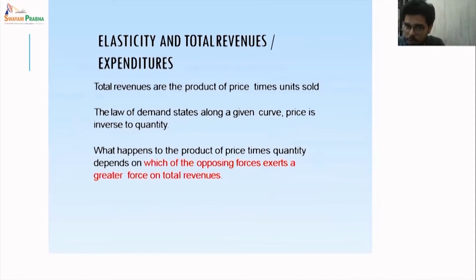We also observe that there are certain relationships between the elasticity and total revenues or expenditures. Now, what is total revenue? Total revenue is nothing but the multiplication of the product price and the units sold, that is the demand. So the quantity demanded sold multiplied by the price I have got per unit, P into Q, that is my total revenue. Taking an example, if I am selling one egg for 5 rupees and I have sold 10 eggs, what is my revenue?